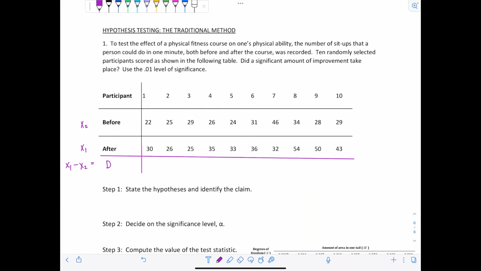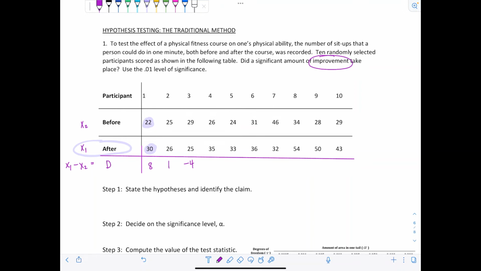So notice this person could do 30 sit-ups after the course and only 22 before. Since I'm calling after x1, 30 minus 22 is 8, which means they did 8 more sit-ups. And a positive number is easier to interpret in terms of improvement. Okay, let's go through and find the differences for the rest. So 26 minus 25, that's 1. 25 minus 29, oh, negative 4. See, now it makes sense. That's negative. They did fewer sit-ups after. A little weird.